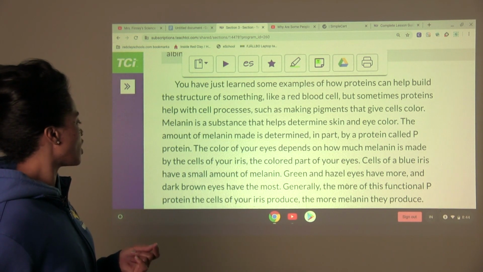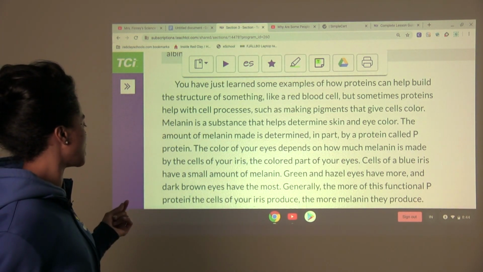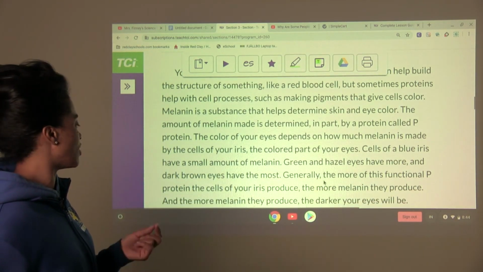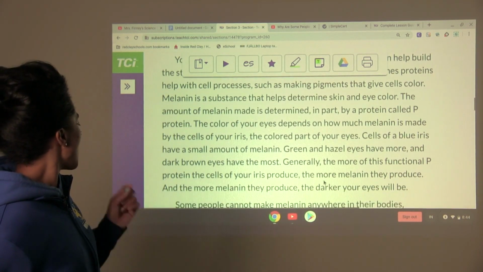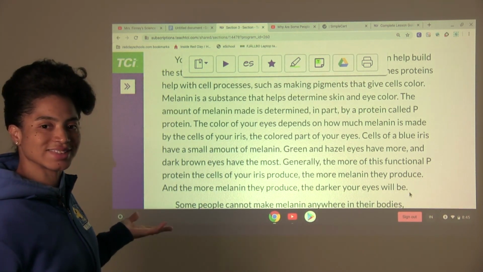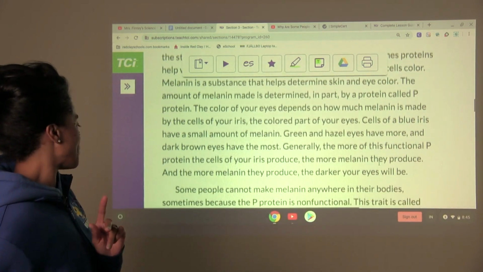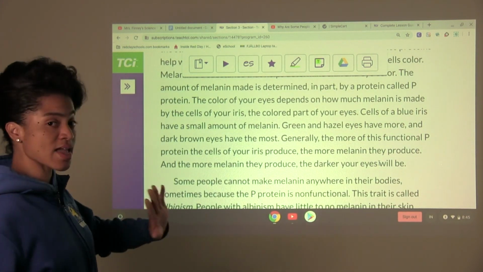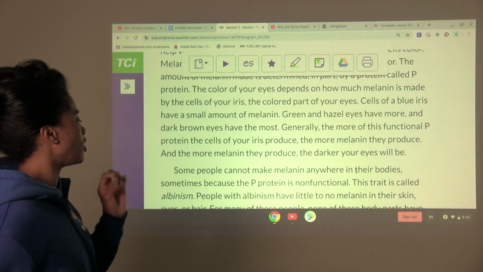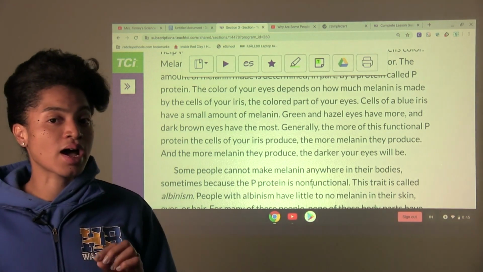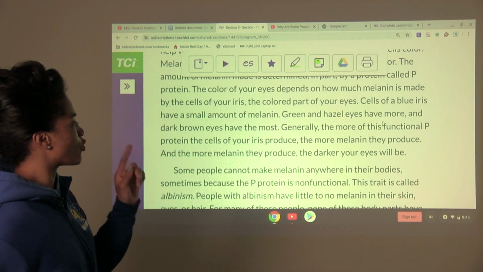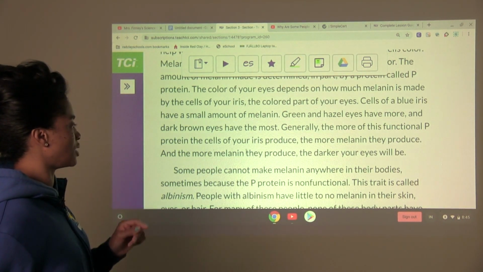Generally, the more of this functional P protein the cells of your iris produce, the more melanin they produce. All right? And the more melanin they produce, the darker your eyes will be. Check that out. Some people cannot make melanin anywhere in their bodies, sometimes because the P protein is what they call non-functional. So as you notice here, we were talking about functional P protein, okay?